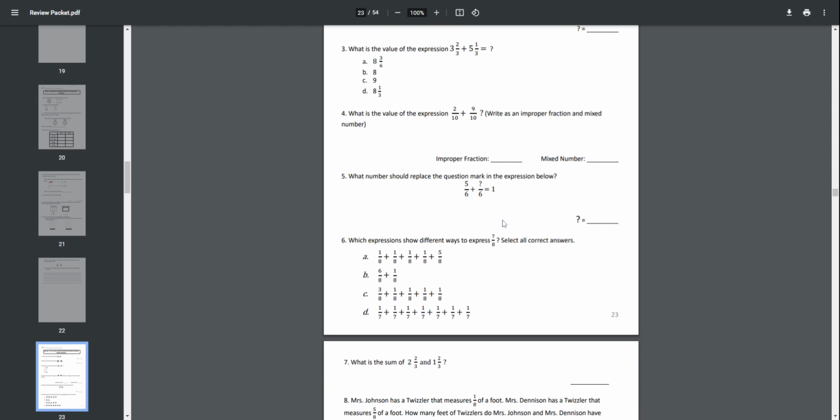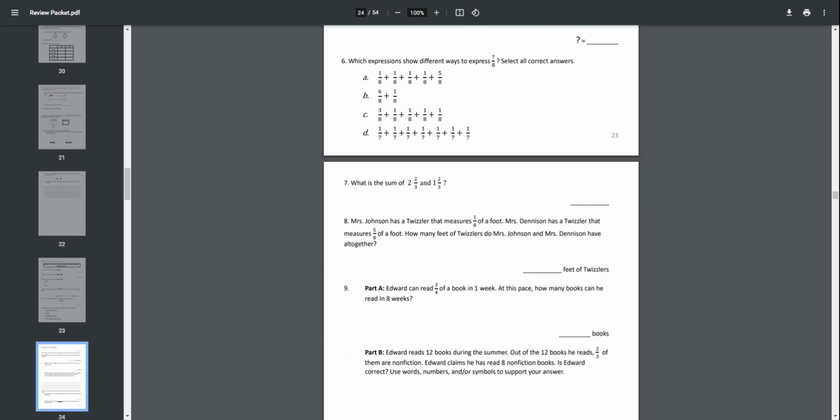Number 6, which expressions show different ways to express 7/8? Select all correct answers. A, 1/8 plus 1/8 plus 1/8 plus 1/8 plus 5/8. Letter B, 6/8 plus 1/8. Letter C, 3/8 plus 1/8 plus 1/8 plus 1/8 plus 1/8. Or D, 1/7 plus 1/7 plus 1/7 plus 1/7 plus 1/7 plus 1/7 plus 1/7. That answer has 2 correct choices.